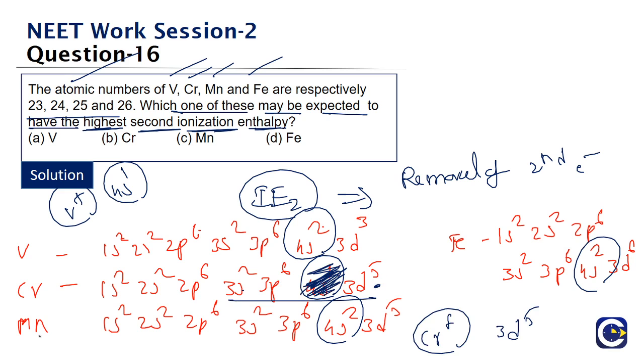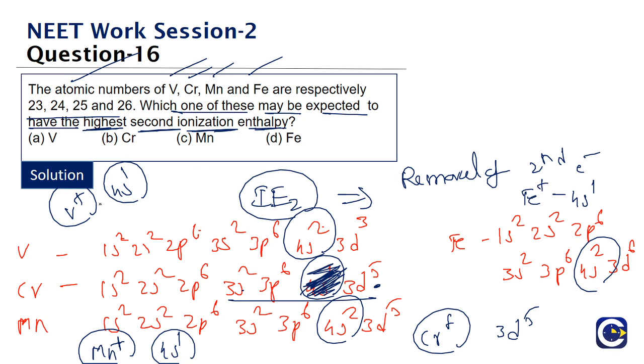Whereas manganese, look at manganese plus. What is manganese plus going to be? 4s2 means after removing one electron we will still have 4s1 structure. Same is the case with iron. Iron plus means what? Fe plus also, after removal of one electron we will still have 4s1 structure.